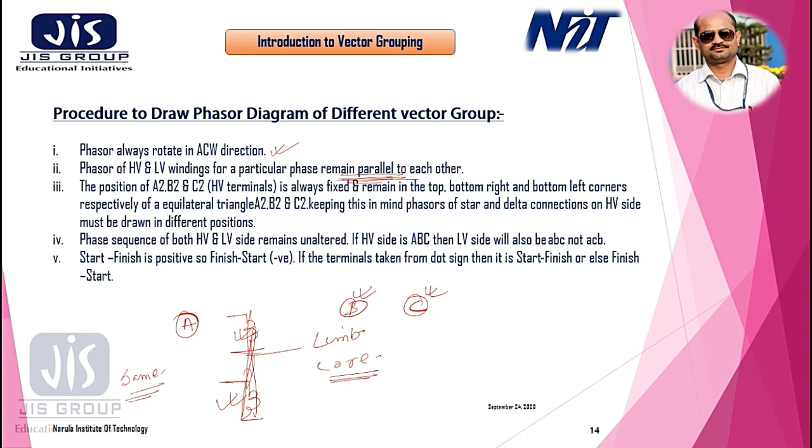And as we have seen, if we have to depict the zero phase displacement in a pictorial way, if this is the phase of the high voltage side, then this is the phase of the low voltage side, and both will coincide. So basically both are parallel to each other. That's why we have mentioned that the phasors of high voltage and low voltage for a particular phase remain parallel to each other.